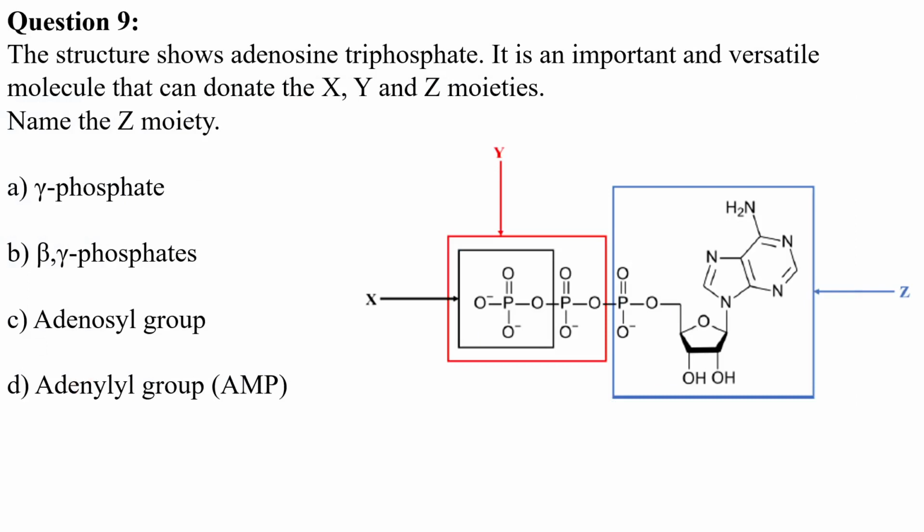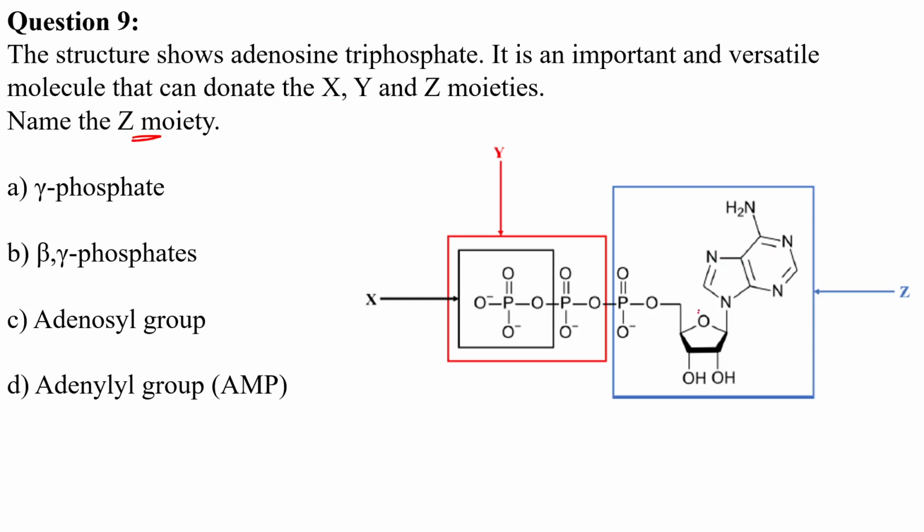The structure shows adenosine triphosphate. It is an important and versatile molecule that can donate the X, Y and Z moieties. Name the Z moiety. So now here you see we have X, Y and Z. So we have to name what is Z here. We have just now discussed what base this is. First tell me.